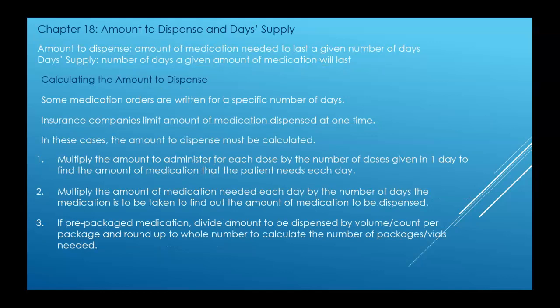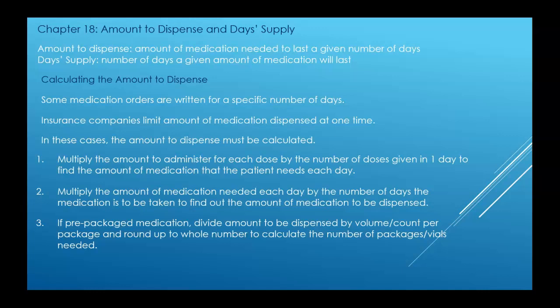Okay, so that brings us to chapter 18, which isn't really, it's more common sense, I think. The amount to dispense is just the amount of medication needed to last a given number of days. And a day's supply is the number of days a given amount of medication will last.